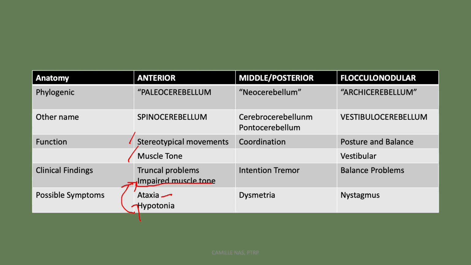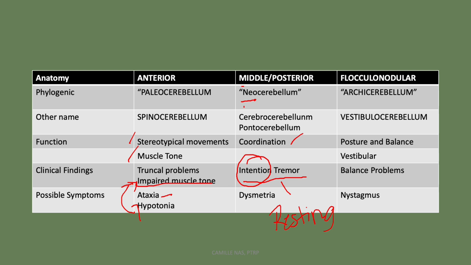And then we have the middle or posterior, also known as your neocerebellum. This one is also known as the cerebrocerebellum or pontocerebellum. This one is for coordination. The clinical finding, if this is affected, would be intention tremor. Intention tremor is most evident in the hand. For example, you are reaching for a glass of water. Our activity should be smooth, but if you have a problem with the neocerebellum, there would be shaking of the hand while attempting to do the activity.